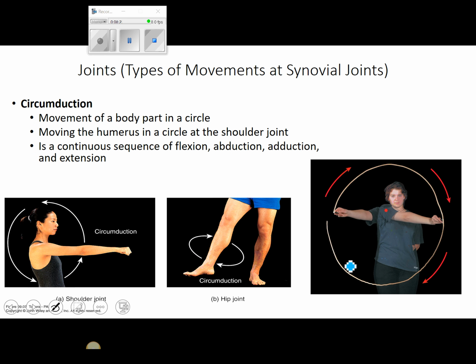Circumduction, this is movement of a body part in a circle. So it's moving the humerus in a circle at the shoulder joint. It is a continuous sequence of flexion, abduction, adduction, and extension. And of course rotation as well. So like this drawing here showing you moving your arm as if you were drawing a big circle on the wall, that would be called circumduction. So in this movement your hand moves in a circle, but the arm does not rotate.